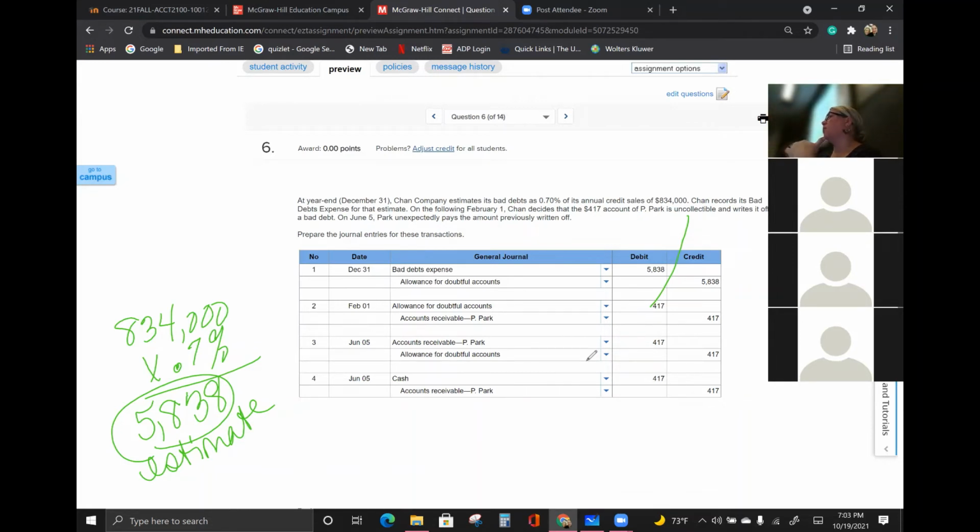And I'm going to credit the allowance because that's what I had debited, right? So I have to credit that $417. So I'm literally just reversing what I did. So it's just in reverse. And then now that the accounts receivable is back on my books, now I can receive the cash against it. So I debit my cash for the $417 and I credit accounts receivable to remove the receivable because now they don't owe because they paid.